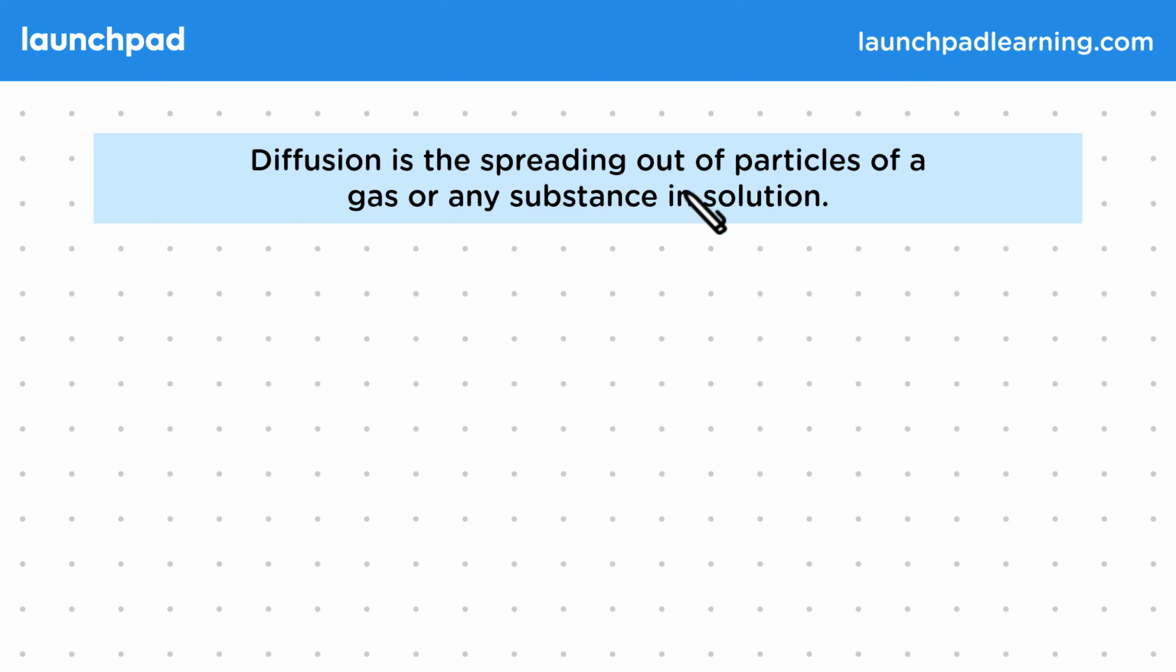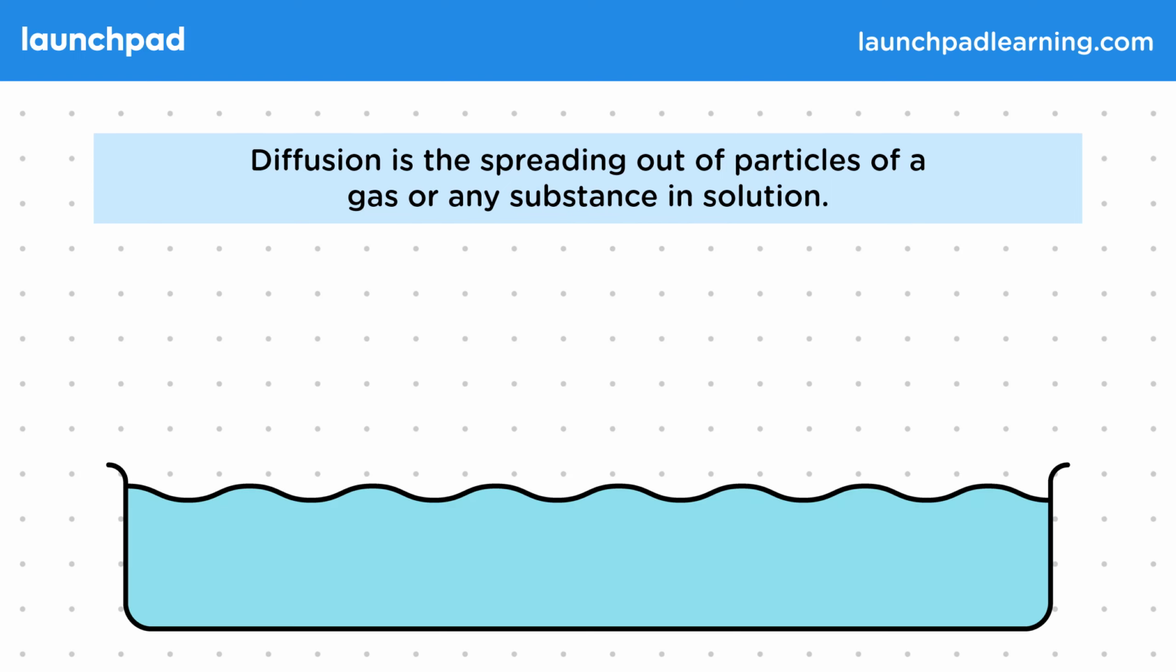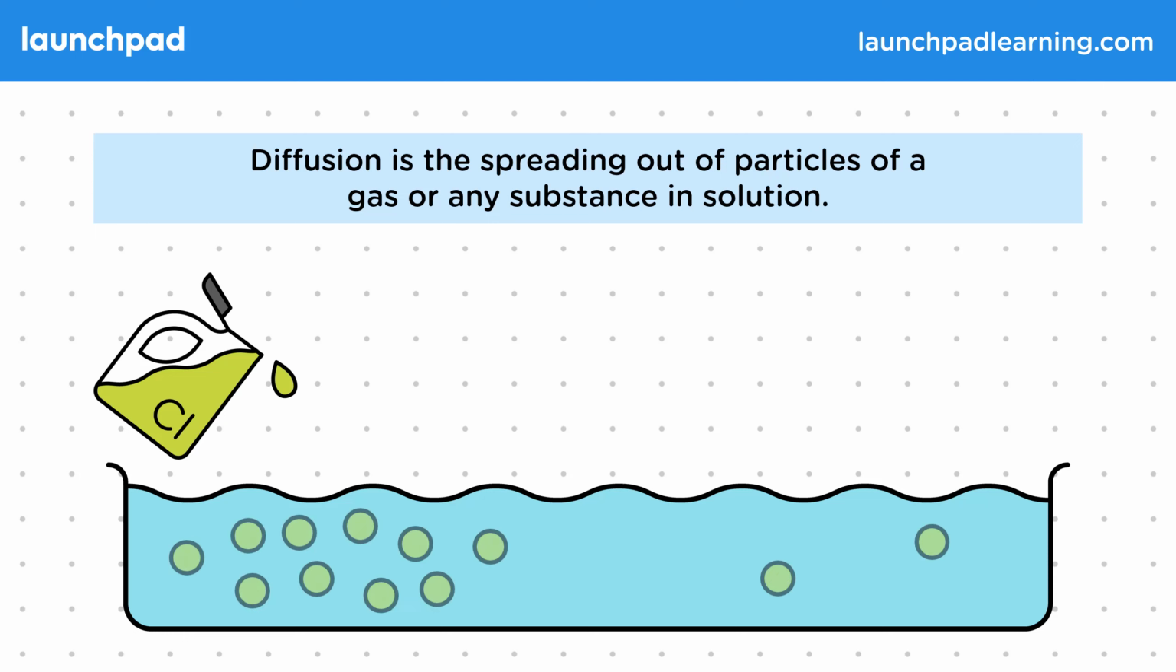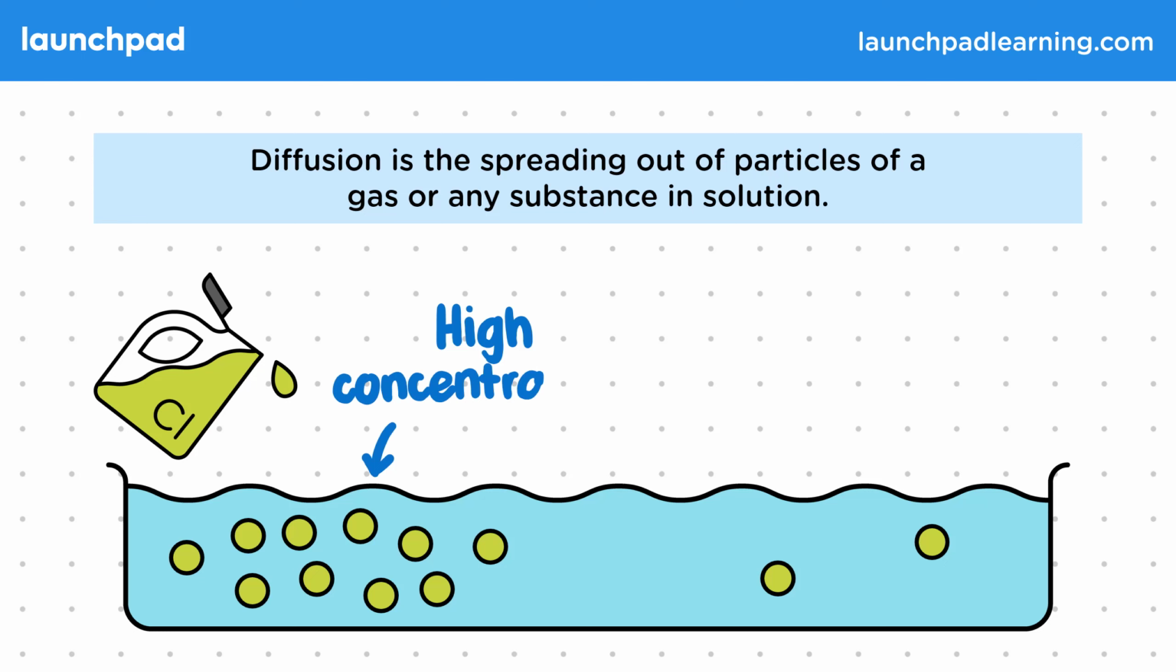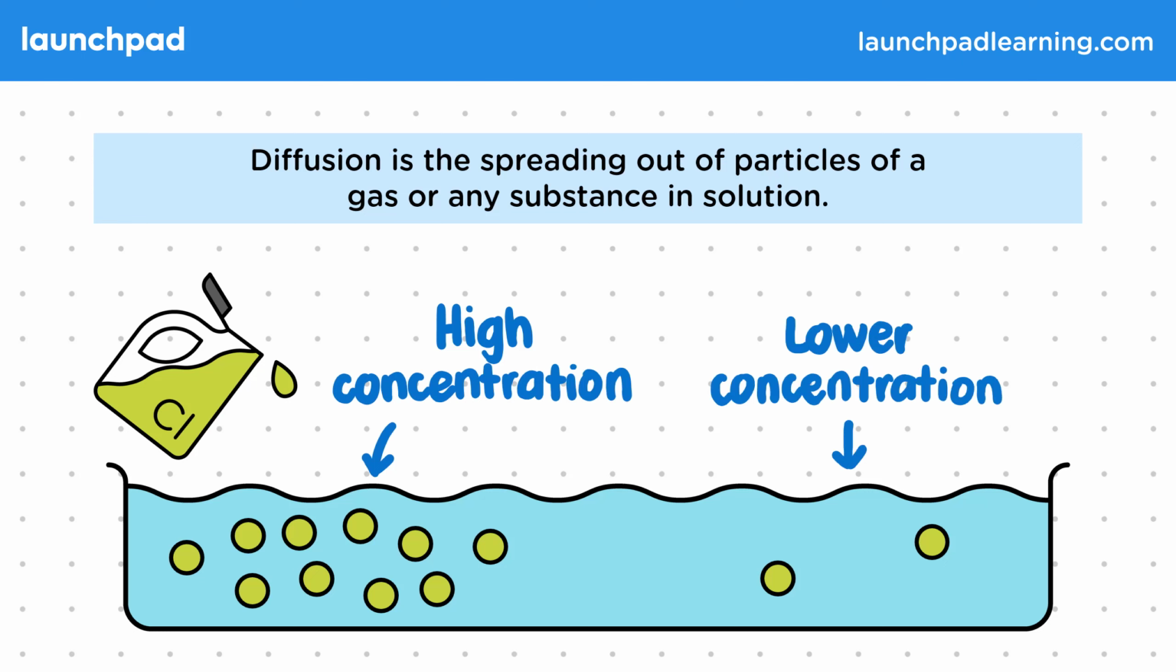Diffusion is the spreading out of particles of a gas or any substance in solution. For example, when we pour chlorine into a swimming pool, we end up with a high concentration exactly where the chlorine was poured in, and a lower concentration further away. So what movement will happen here?